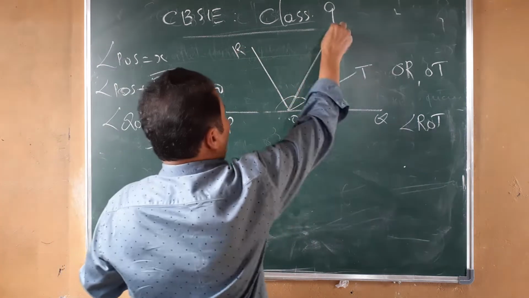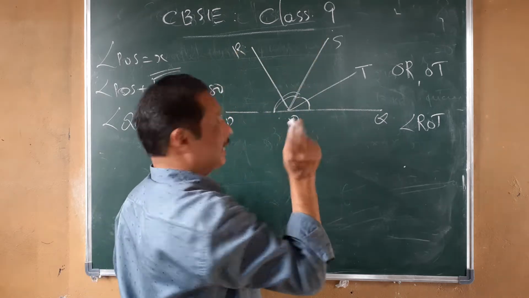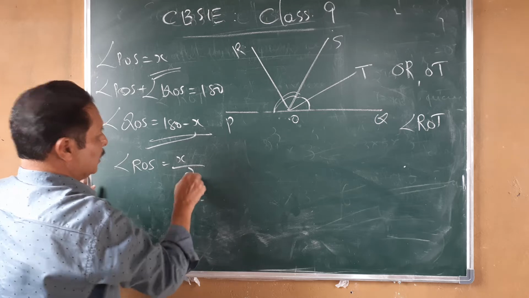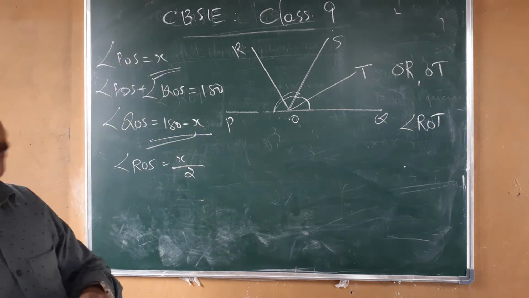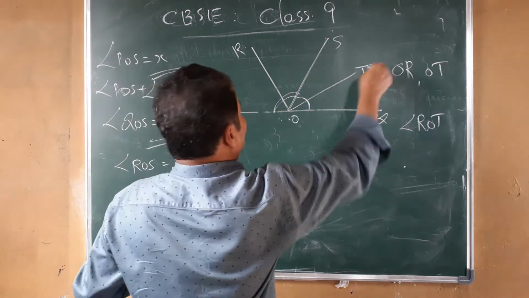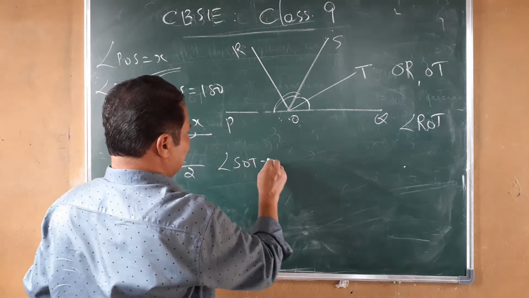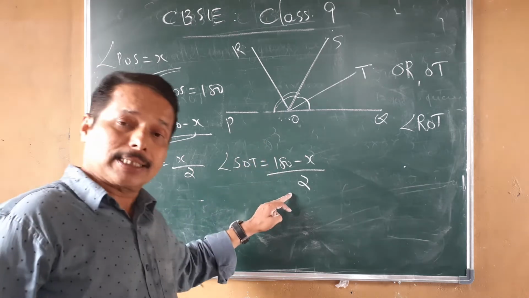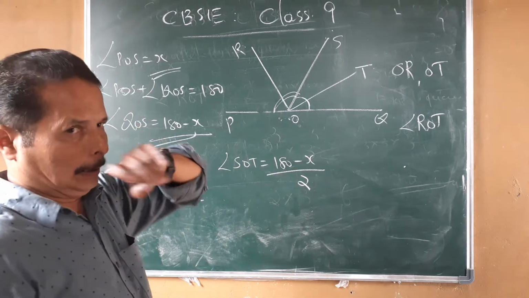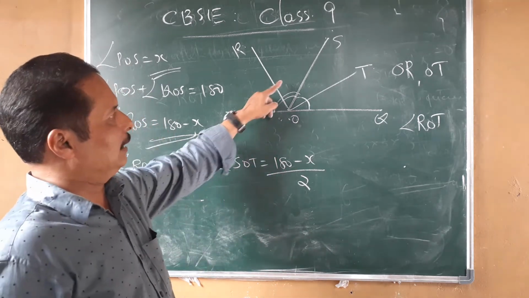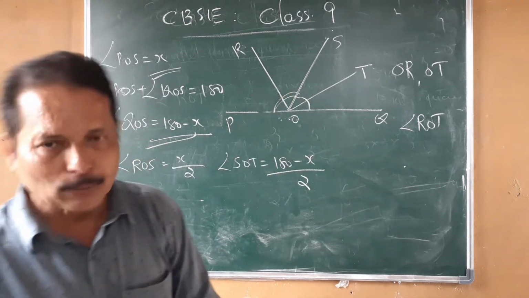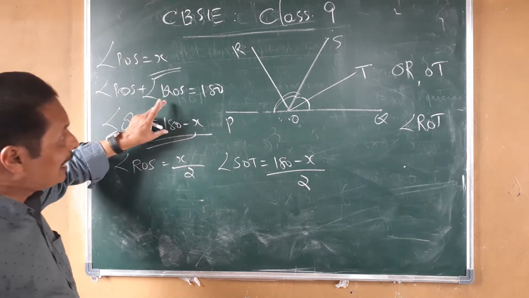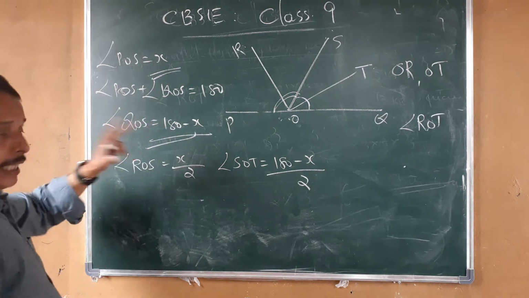And angle ROS, that's the bisector, is X divided by 2. That's the meaning of bisector. And angle SOT is half of 180 minus X, so 180 minus X divided by 2. They are linear pair. Automatically this is X by 2 and this is 180 minus X by 2. It's clear the steps. They are linear pair. That's the reason.